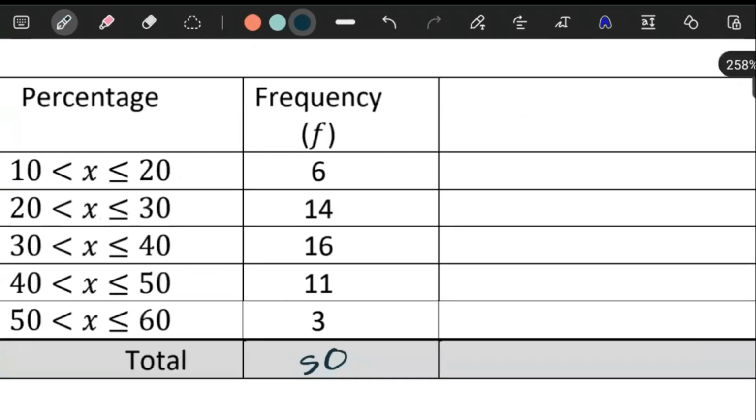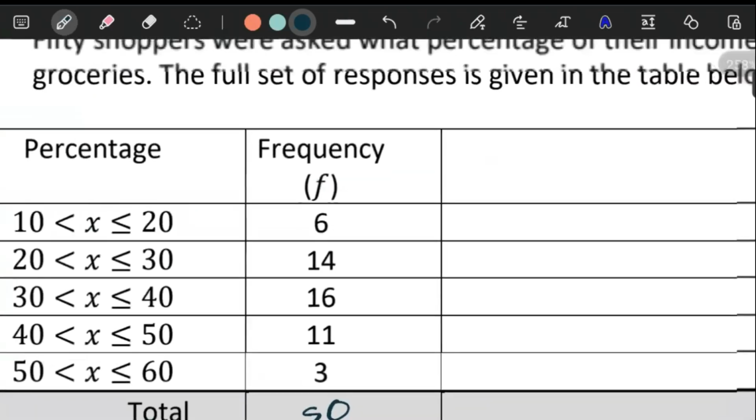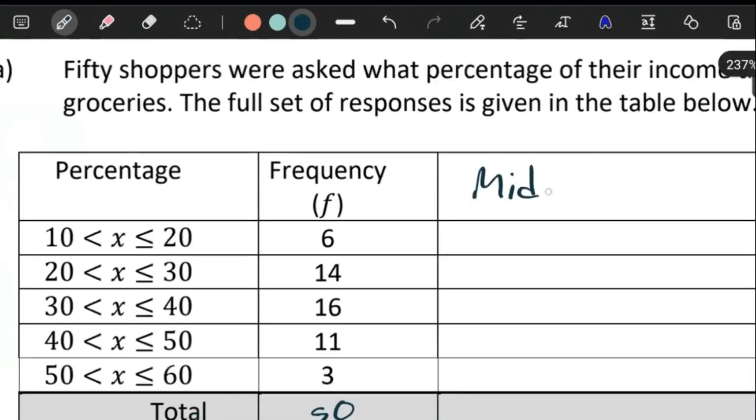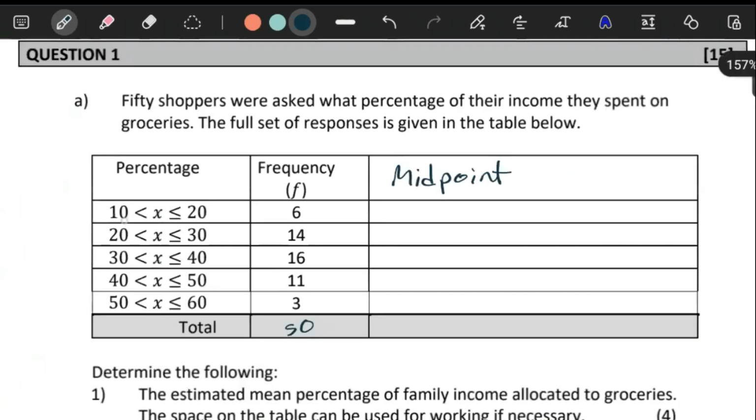What you have to do is you have to get the midpoints of each of these, right? So let's maybe put here midpoint, because you want to get the midpoints of each of these. 10 to 20, that's 15, and then 25, 35, 45, and then 55.